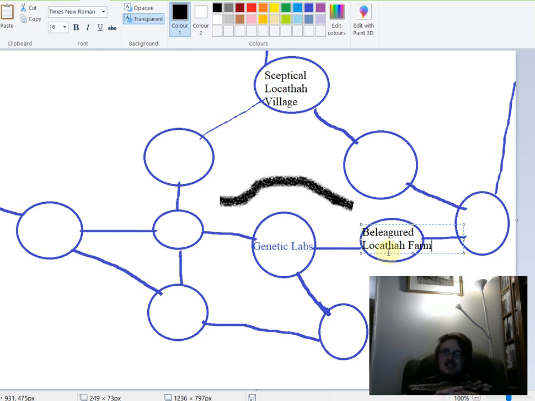The beleaguered Locathah farm, similarly, because they will have had to have potentially some contact, will be mixed. And I think I like the idea that the Locathah like being in the air as well, and I think that is perfectly canonical in depiction. So that has fewer resources at the farm, but they are much happier to see you.